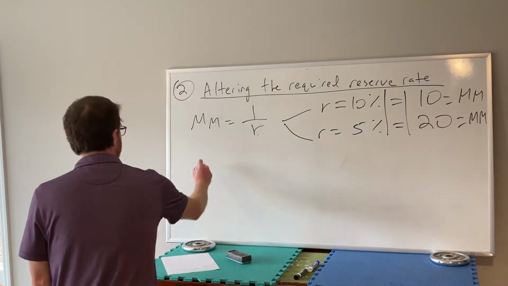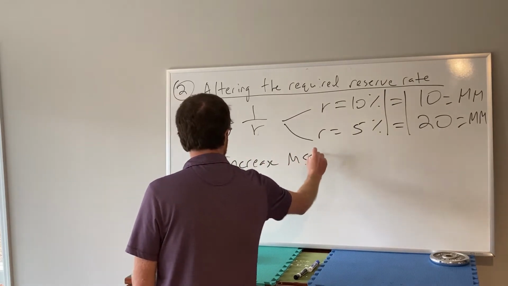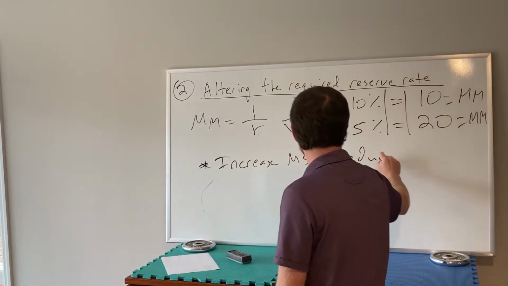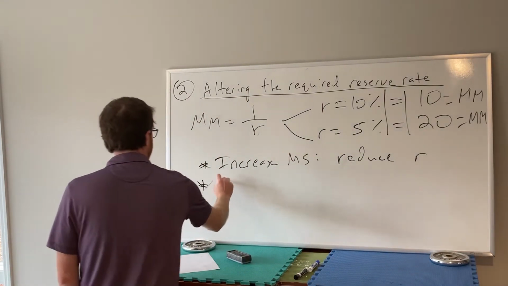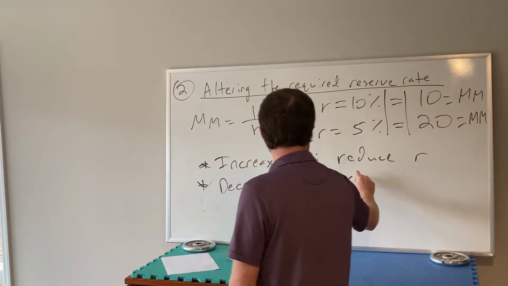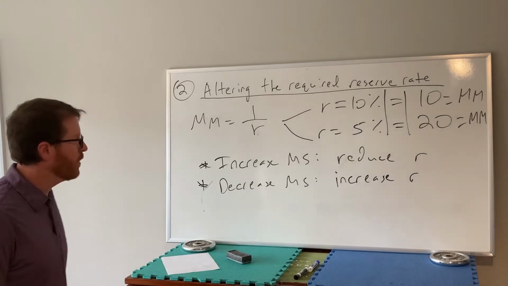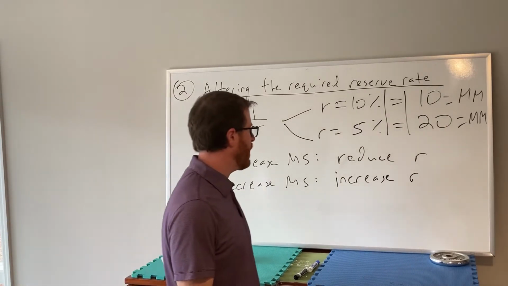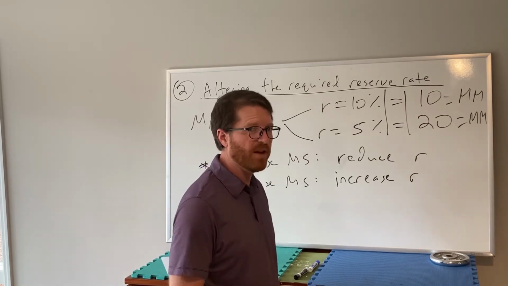So here's what you need to know. To increase the money supply, you need to reduce the required reserve rate. And to decrease the money supply, you go the other way. Both of those policies will potentially work. We'll talk about whether they're viable or not and which ones might be the easiest for the Fed to use.